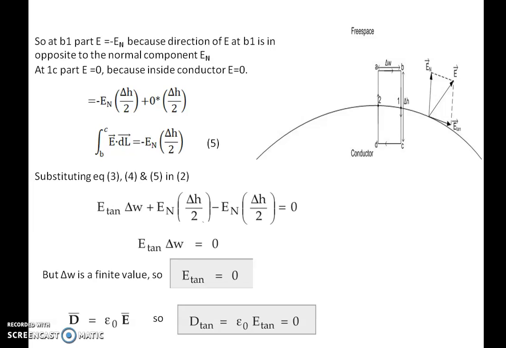So next, we have obtained the tangential component. Now we obtain the normal component of E and the normal component of flux density. For that, I am considering flux density. Previously, to obtain the tangential component, I considered electric field intensity, and to obtain the normal component, I am using the flux density.